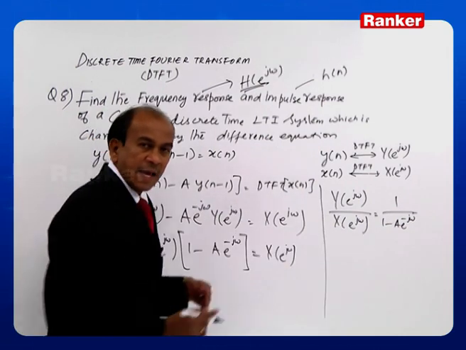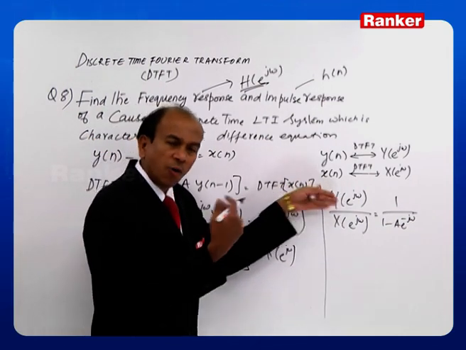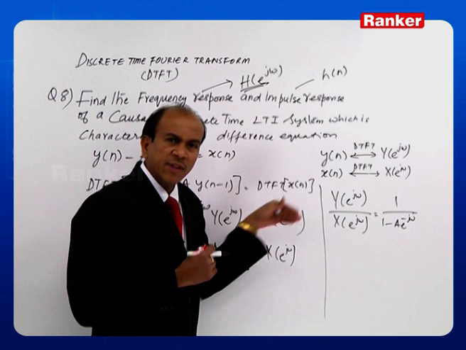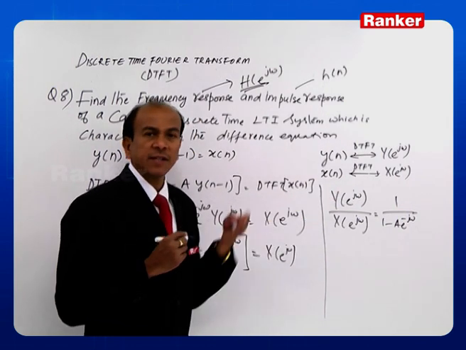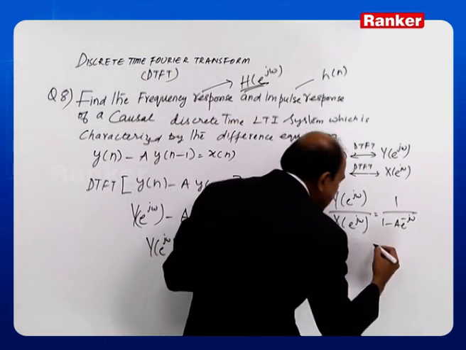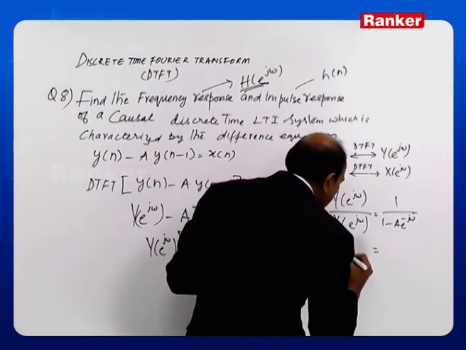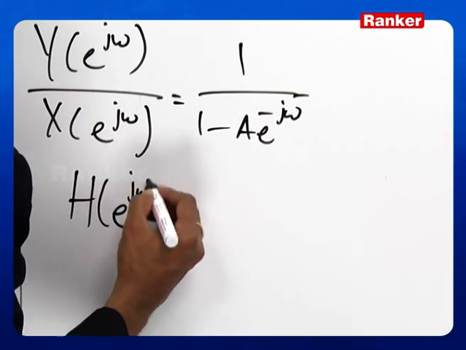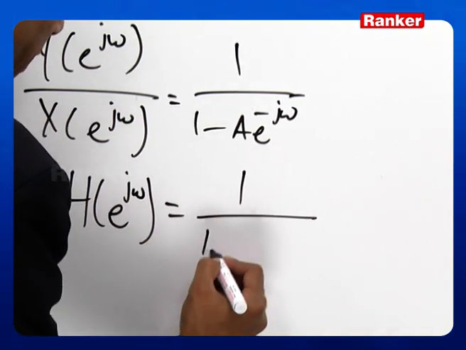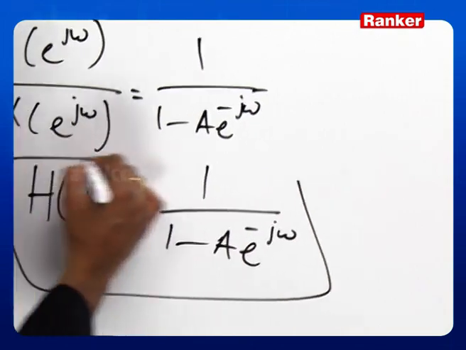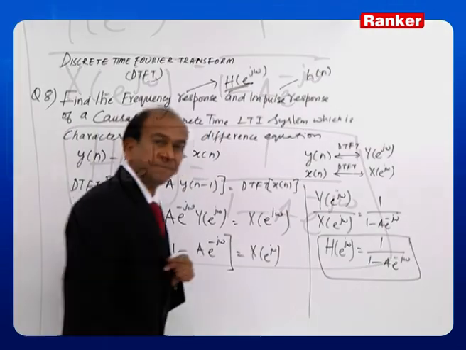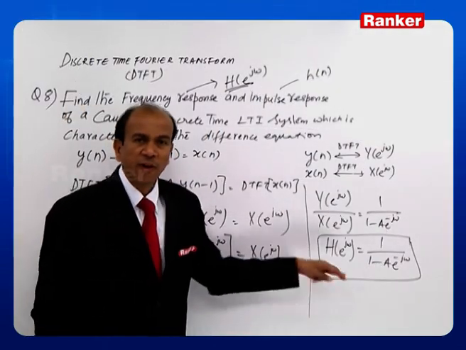So, what is this? Y is the output and X is the input. The ratio of this is nothing but your transfer function in the frequency domain. So, we call this the frequency response. This is nothing but H of e to the power of j omega, which is equal to 1 by 1 minus a e to the power of minus j omega. So, this is my frequency response.